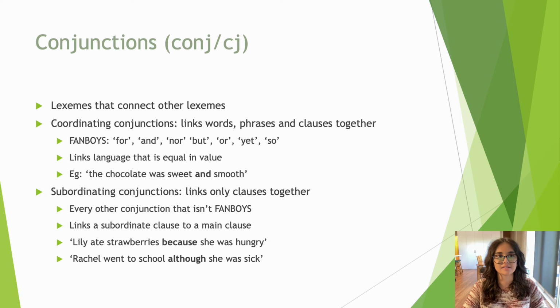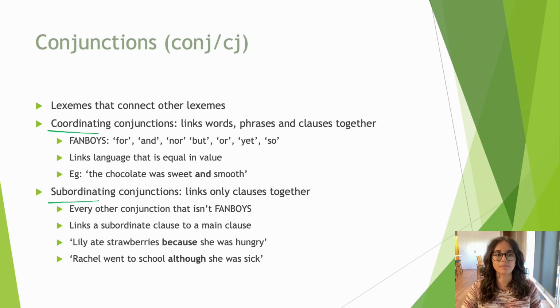Next slide. Conjunctions. So conjunctions are just lexemes that connect other lexemes together. We have two types of conjunctions. We have coordinating conjunctions and subordinating conjunctions. Now, coordinating conjunctions link words, phrases, and clauses together, whereas subordinating conjunctions link only clauses together.